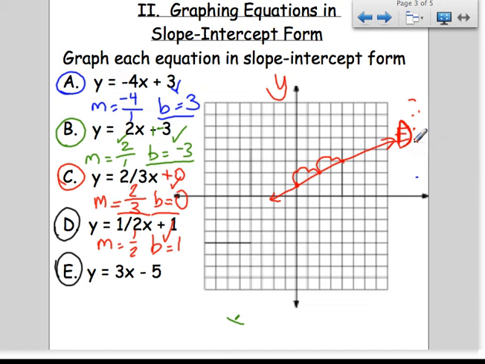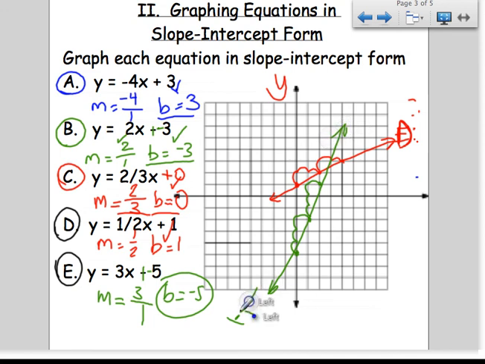Next, y equals 3x minus 5. That means your slope was 3, which is the same thing as 3 over 1. And your y-intercept was, after you kill subtraction, negative 5. You need to start at negative 5, your y-intercept, that's right here. And build a line with a slope of 3 over 1. 1, 2, 3 over 1. There's your second point. 1, 2, 3 over 1. There's your third point. And connect them. And that should have been your line E.